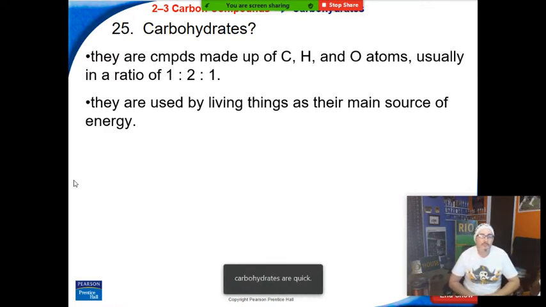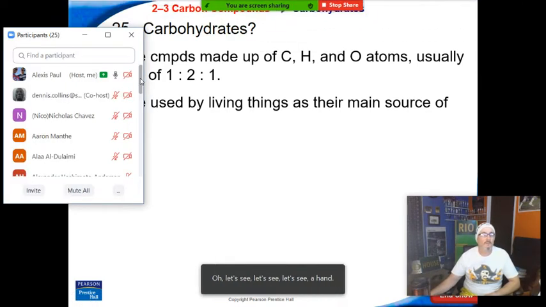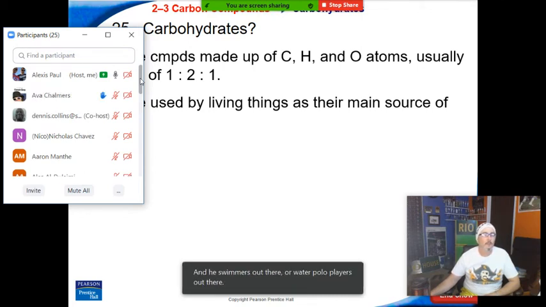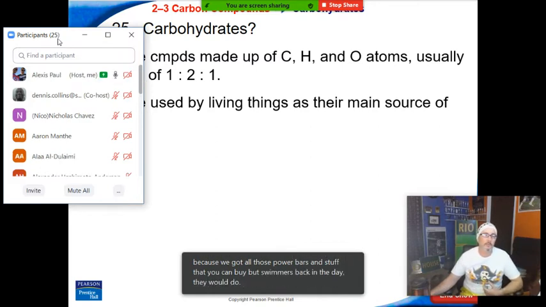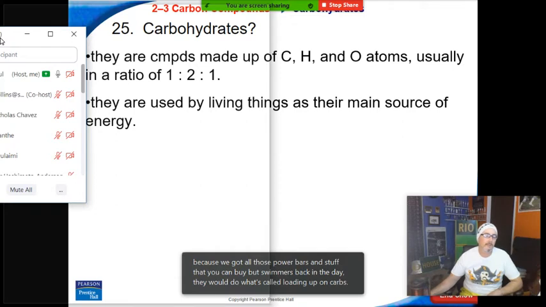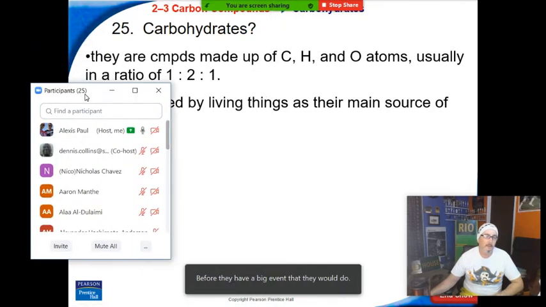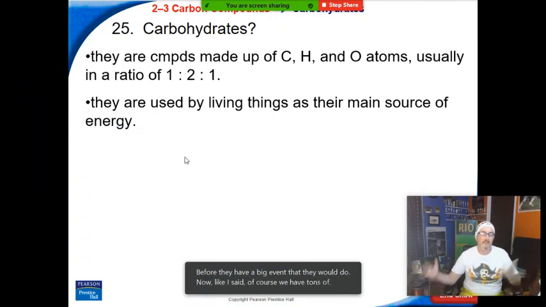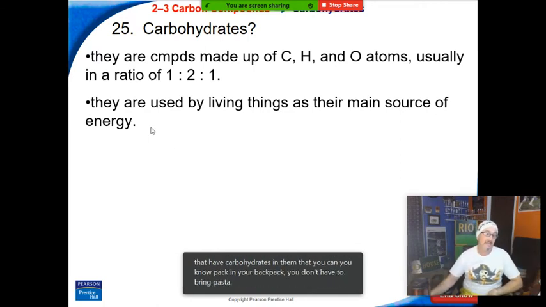Carbohydrates are quick energy. Let's see. Hand up if you're a swimmer. Any swimmers out there or water polo players out there? All right. I don't know if you guys do it anymore because we got all those power bars and stuff that you can buy. But swimmers back in the day, they would do what's called loading up on carbs. They'd eat like a plate of pasta before they have a big event. Now, like I said, of course, we have tons of things that have carbohydrates in them that you can pack in your backpack. You don't have to bring pasta, but that is an easy way to get some quick energy. Okay.